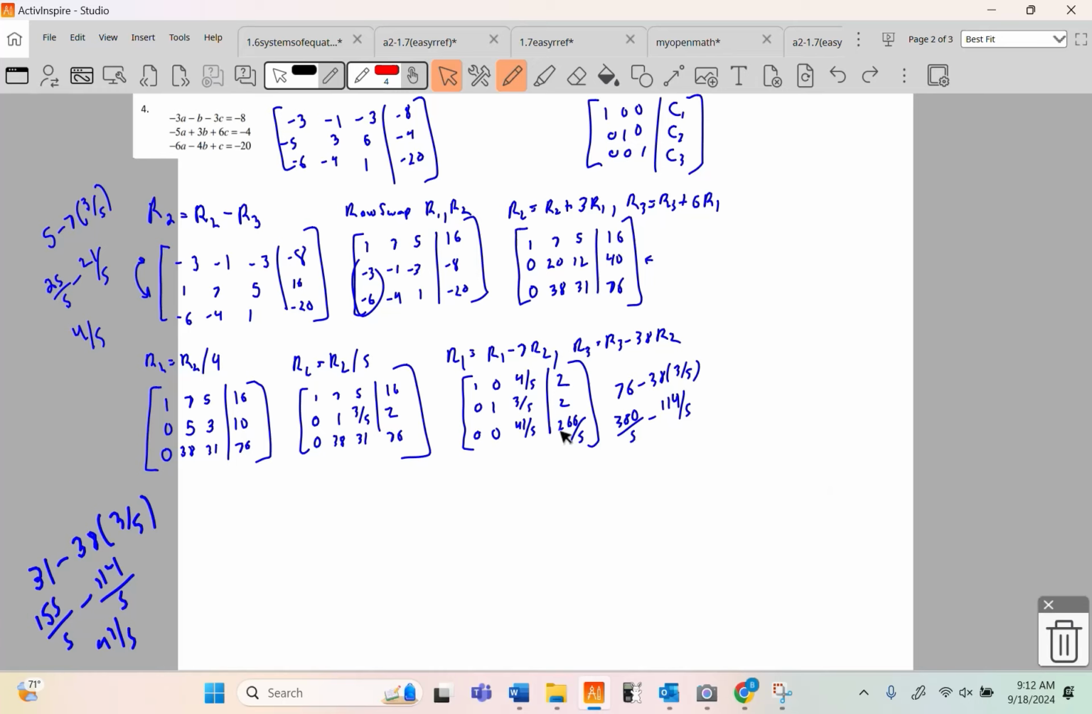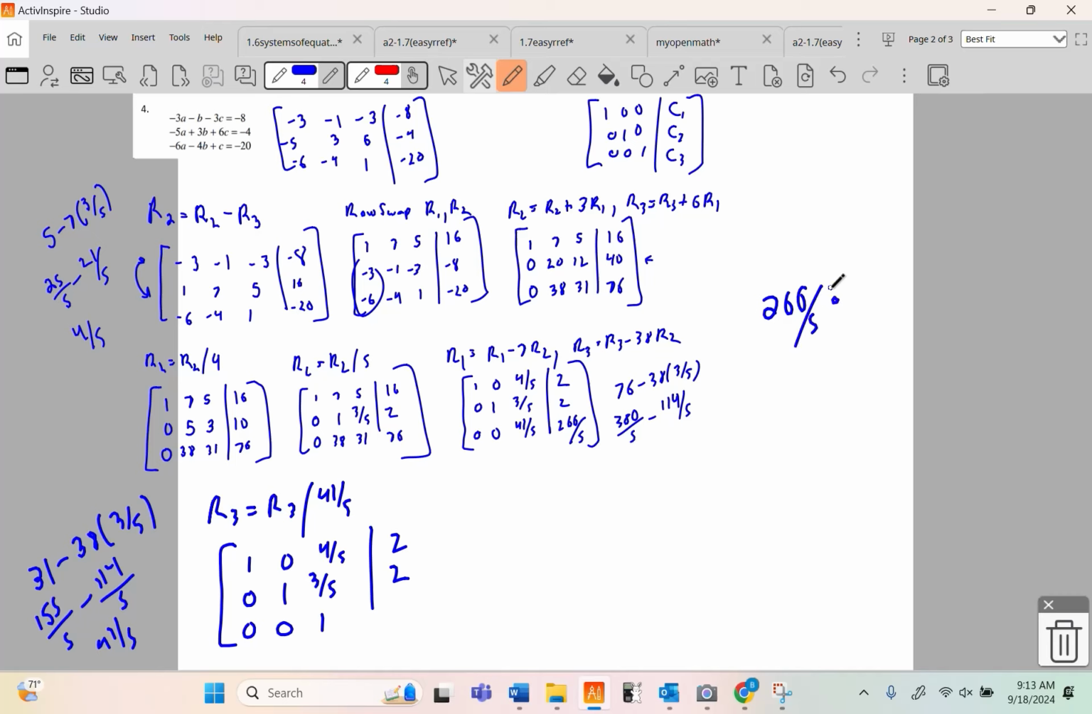I'm going to take this guy and make it a 1. Row 3 is row 3 divided by 41 fifths. Zero divided by 41 fifths is 0. 0 divided by 41 fifths is 0. Anything divided by itself is 1. 266 fifths divided by 41 fifths is the multiplication of the reciprocal. The 5's cancel.